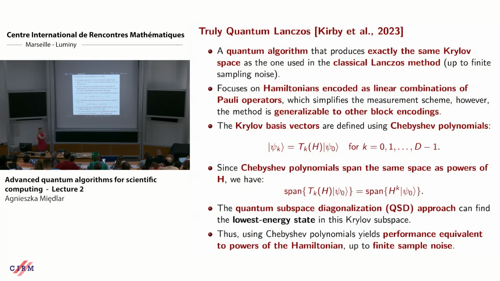So the idea will be to apply it to the problem that I showed you. The Hamiltonian that we'll use will be encoded as a linear combination of Pauli operators, because of how you can do the implementation of the matrix entries and so on. However, you can generalize this method to other block encodings. You can take other Hamiltonians and use block encodings. If you have access to a block encoding, then you incorporate it in the algorithm.